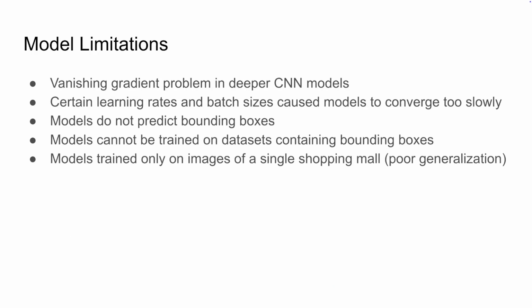Obviously, though, our models have their own limitations. For our CNNs, the vanishing gradient problem still occurs. We also tried a lot of learning rates and batch sizes during training, and a lot of them resulted in the model converging too slowly, if at all. Our models don't predict bounding boxes, so they can't be trained on datasets with bounding boxes. All of our models are trained on images of a single shopping mall, which leads to poor generalization.